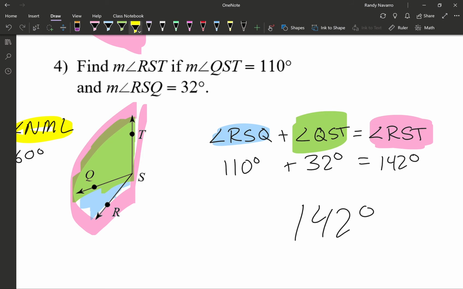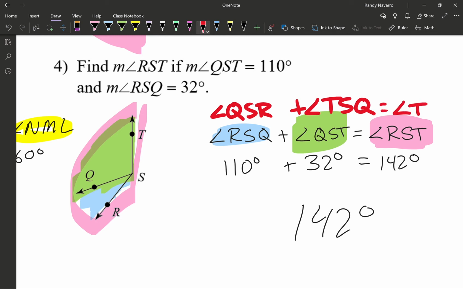You might be asking, Mr. Navarro, do you have to use angle RSQ, or could you use angle QSR plus angle TSQ? Yeah, it really doesn't matter how you set them up, as long as you know which one is going to be your vertex, and you know that you go backwards and forwards. So like this one could be angle TSR. Either way, both work.